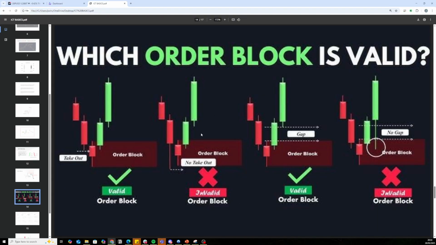Here's a little thing to show you what obviously makes good order blocks and bad order blocks. If an order block takes out a low, it's a good order block. If it doesn't take out a low, it's not a good order block. And to be a high probability order block, it always needs a fair value gap before. As you can see here, this has the gap. This one doesn't have a gap, low probability.